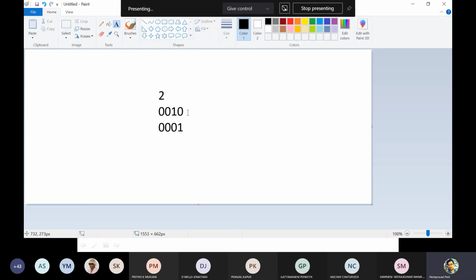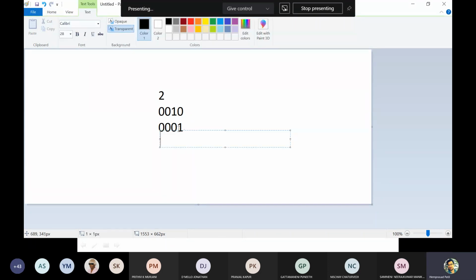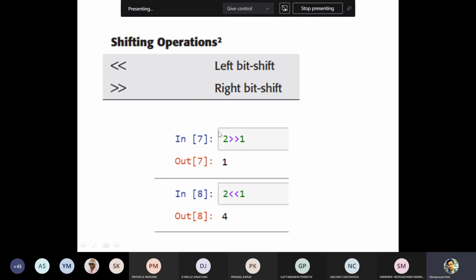Right. So here what happened? This last 0 got ignored, then 1 will come over here, 0, 0, and 0 will be appended over here additionally, but this 0 gets vanished. Okay. So this is shift right by 1 bit. And what is the decimal equivalent of 0001? That is 1. So that's why answer is 1.